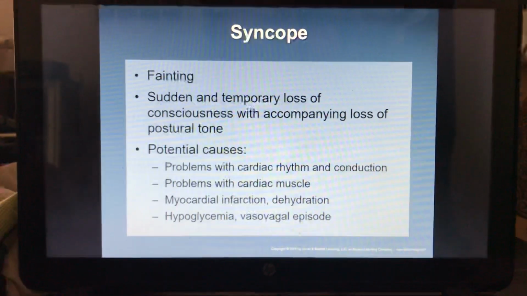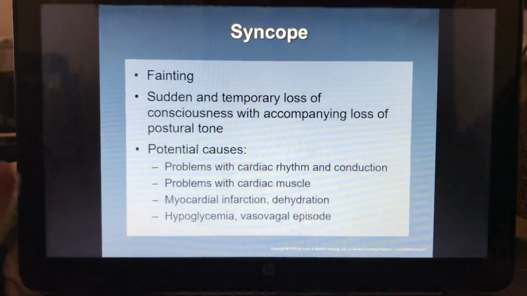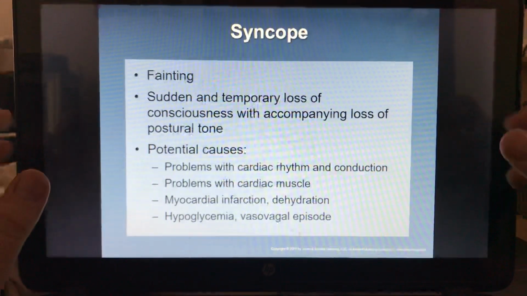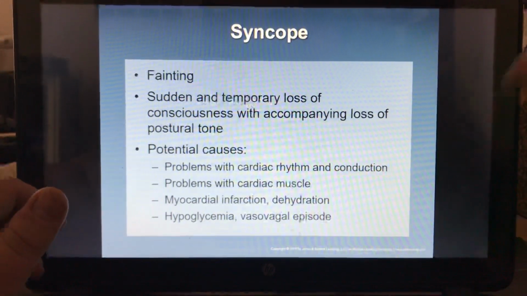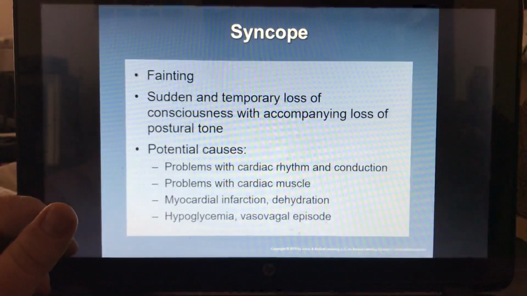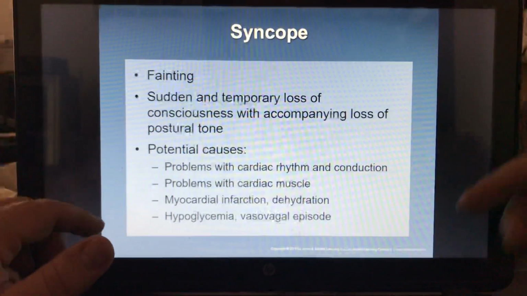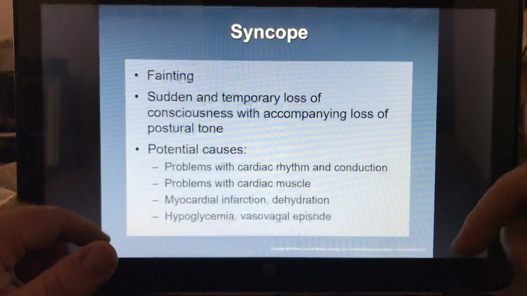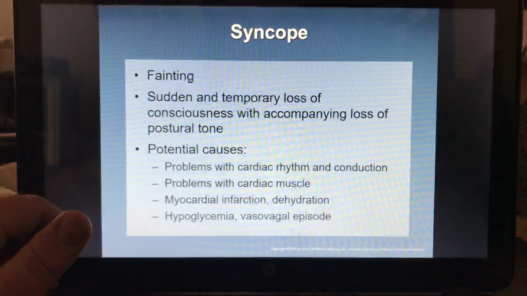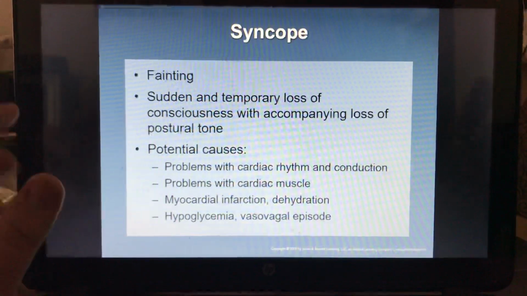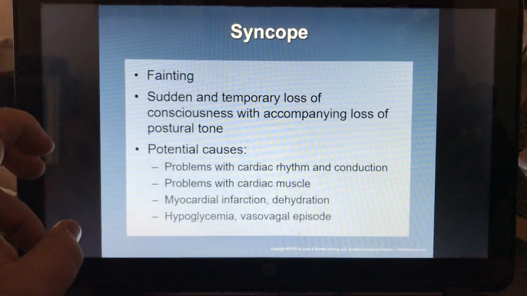All right, syncope. Syncope is just another word for fainting. A syncopal episode is another word for somebody who passed out. And it's just because they have a temporary loss of consciousness. It could be a cardiac rhythm disturbance, dehydration. Sometimes people just have a vasovagal reaction, which is basically they trip their vagus nerve, which is one of the cranial nerves. They hold their breath or something, and they get super excited and they pass out.